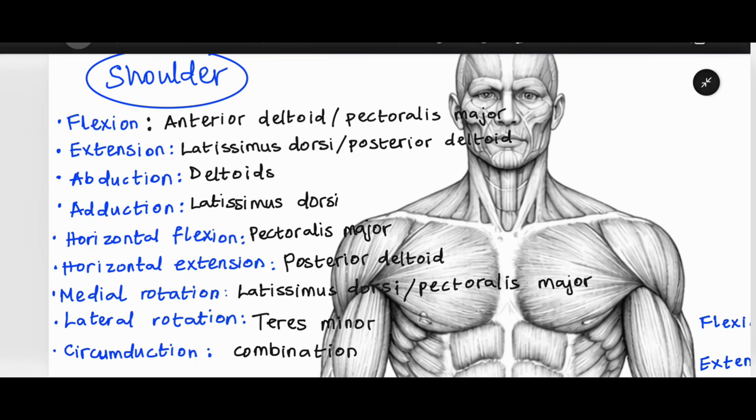Lastly, circumduction. Again, we mentioned there's a bunch of muscles working all together. So whatever muscles are working, the antagonist of those muscles would also be relaxing, lengthening, or contracting eccentrically to allow circumduction to happen in real time.